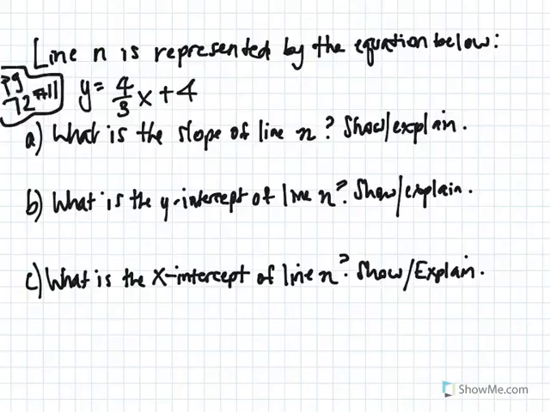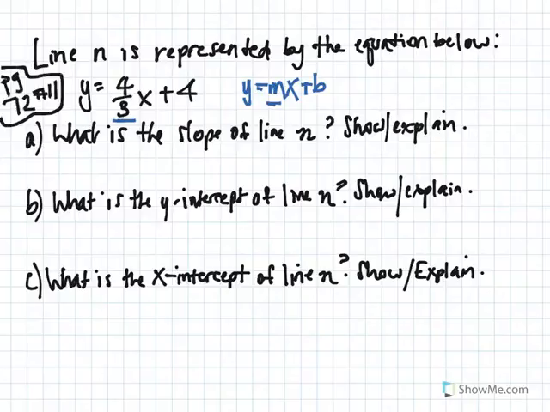Here is another example of finding the equation of a line. We're given the equation y equals 4/3x plus 4. This is an example from page 72, number 11 in your packet. The question asks, what is the slope of line n? Show or explain.